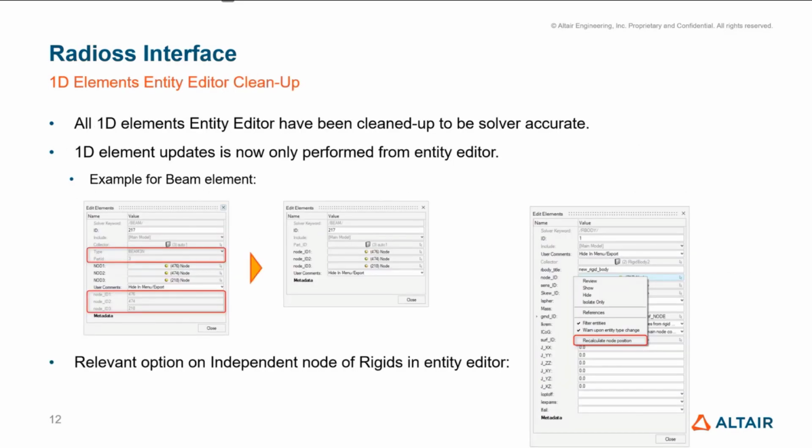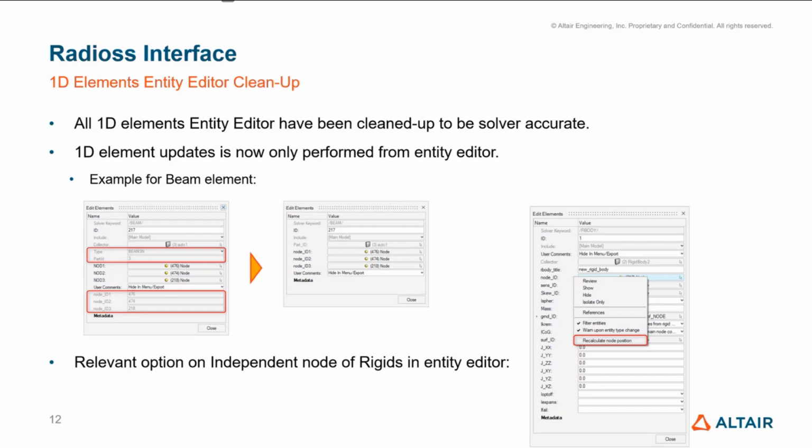An important piece of work that we have made across all the profiles is the cleanup of the 1D element entity editors to make them solver accurate, which was not the case until now. We had many attributes in those entity editors which were not necessarily solver relevant or were redundant. This is just an example here for the beam element, but it has impacted most of the 1D elements in those solver interfaces.